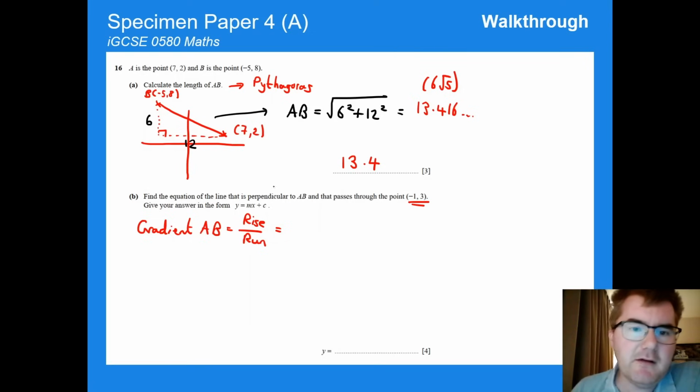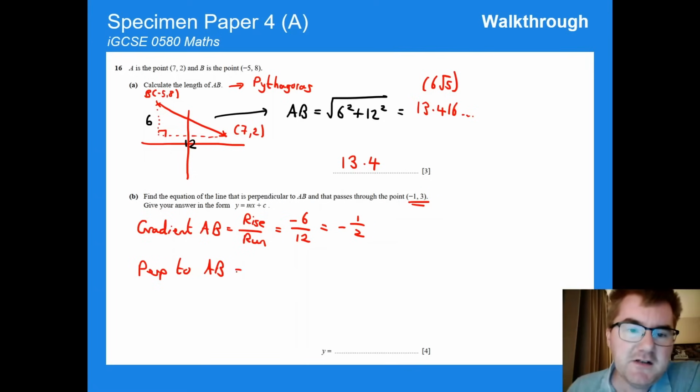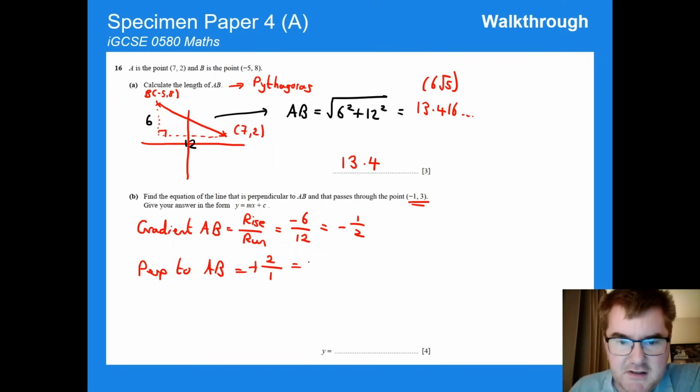So remember, get this the right way around. So we have going 6 down, so minus 6 over 12, so that's equal to minus a half. So perpendicular to AB, we do what's called the negative reciprocal. I've talked about this a lot in my videos. So we flip the fraction, so 2 over 1, and then change it to a positive. So it's going to be 2.